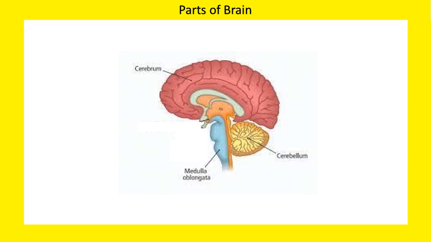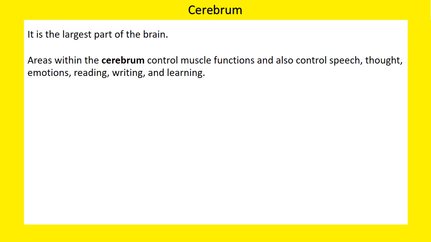There are three parts of the brain, which are cerebrum, cerebellum and medulla oblongata. Medulla oblongata is also known as the brainstem. So let's learn more about these three parts. First it is the cerebrum. It is the largest part of the brain. So our brain has one largest part which is the cerebrum.